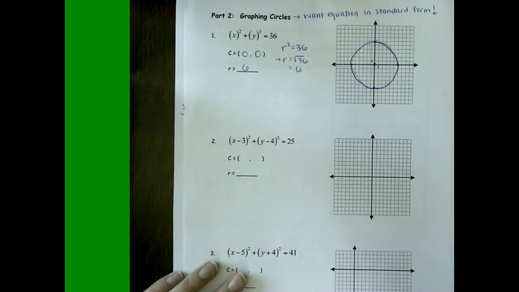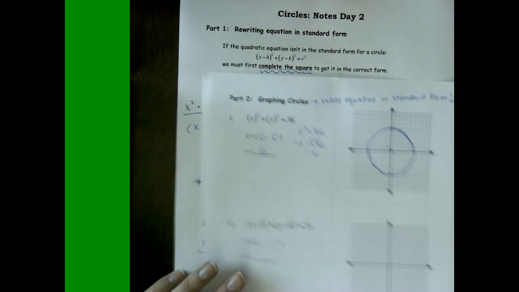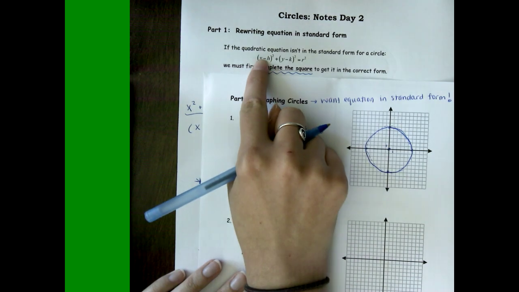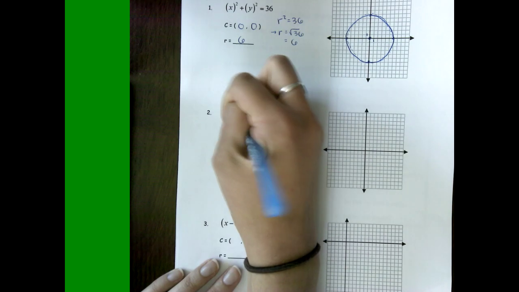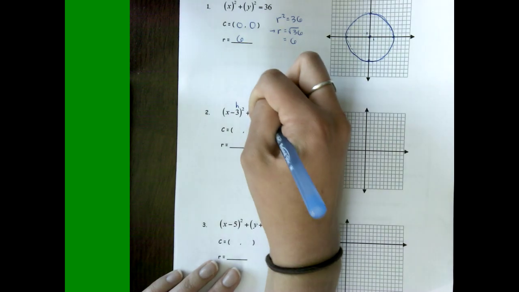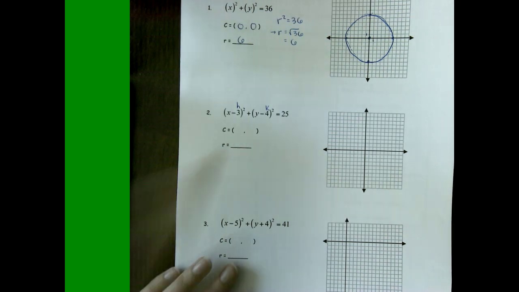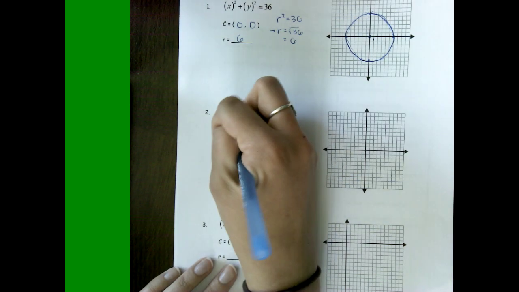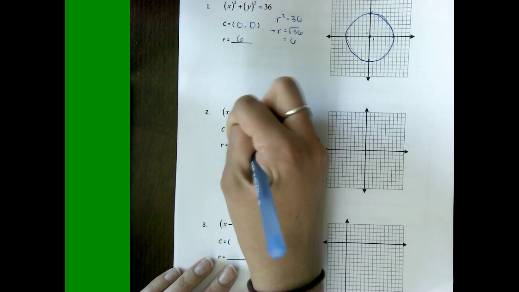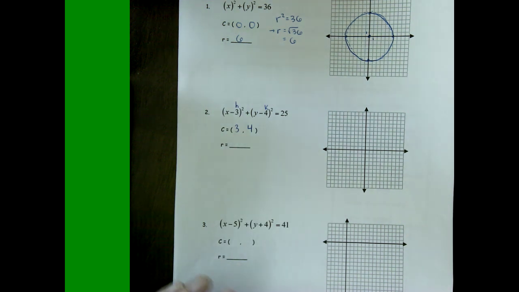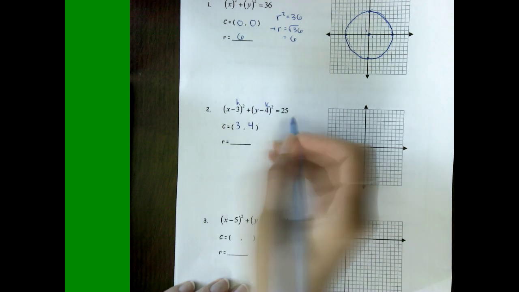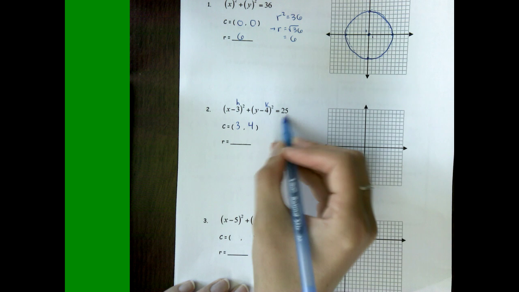So here, the center is, let me point something else out. Remember that in the general form, it's x minus h. So x minus h means that h is positive 3 and k is positive 4. So when it's a minus here, your center is actually going to have a positive value. And then r, remember this is r squared is 25, which means that r is 5.